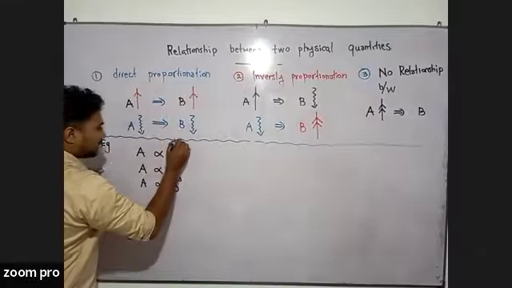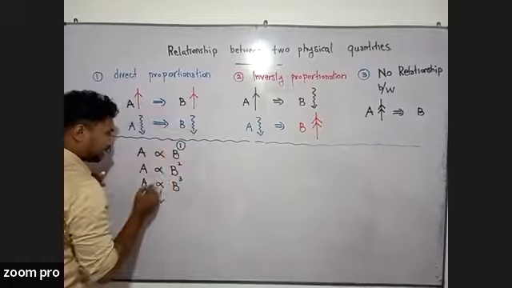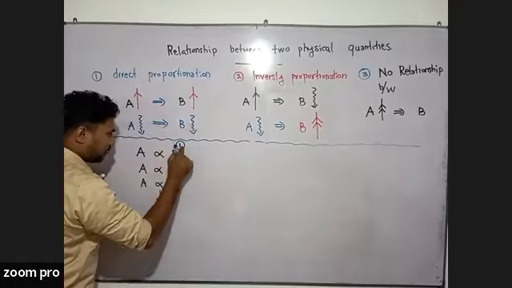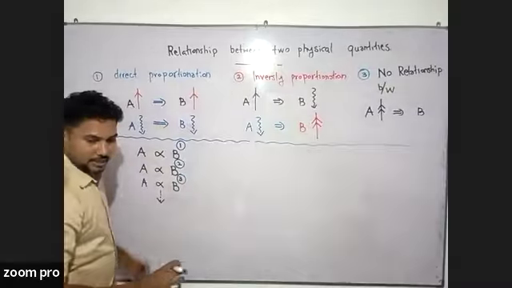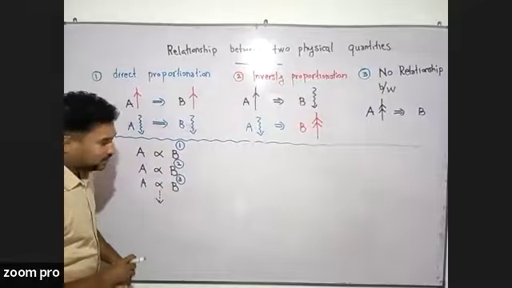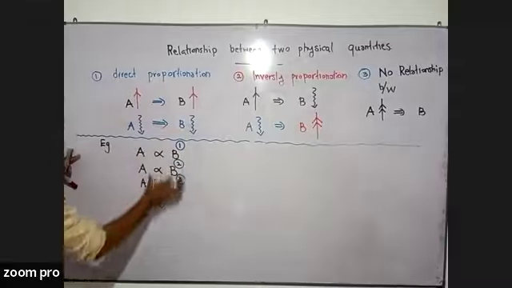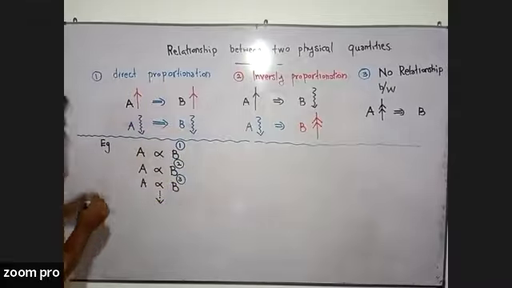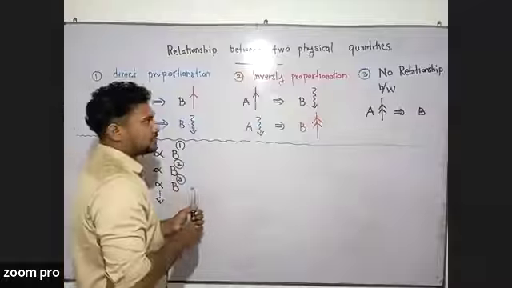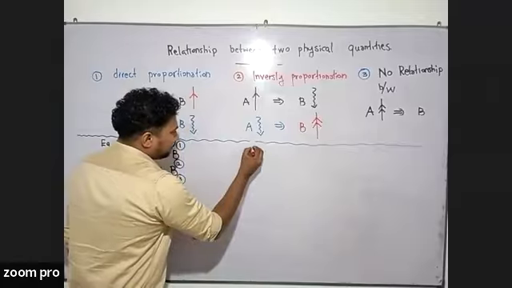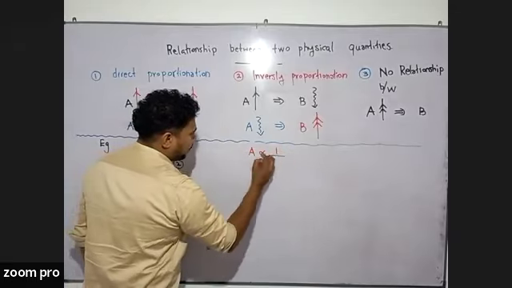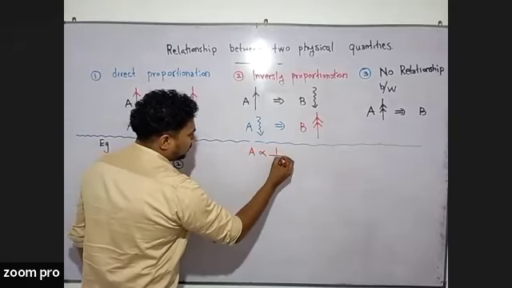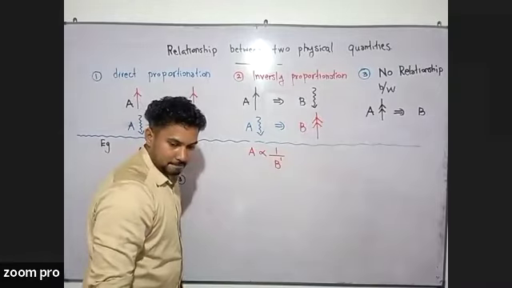And this power can be changed. It can be 1, it can be 2, or it can be 3, or even a fraction. So whatever it is, these are the representations of direct proportion. So let's move on to inverse proportion. Inverse proportion can be represented as A proportional to 1 over B to the power of 1, right?